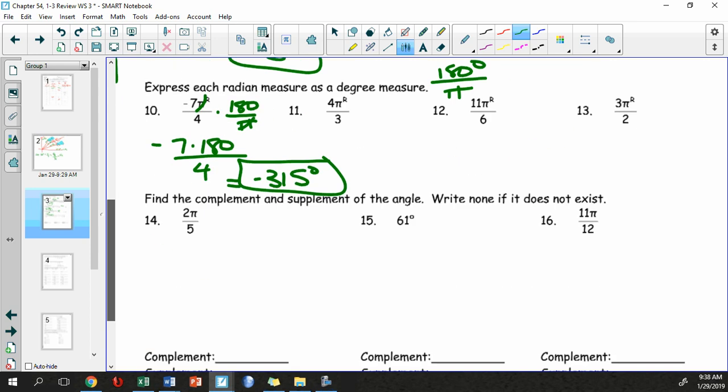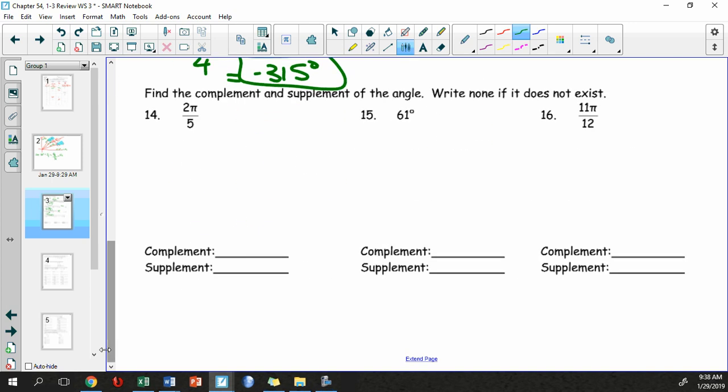Okay, 14 through 16. This was super easy, but you guys screwed it up majorly. What's complement? Do you know what you guys did on this? You guys thought coterminal. And it's not. Complement's 90, supplement is 180. You literally swapped it in your brain with the coterminal concept, and that's not what it is. Okay? So immediately, if I want the complement, I'm going to take pi over 2 and subtract off 2 pi over 5.